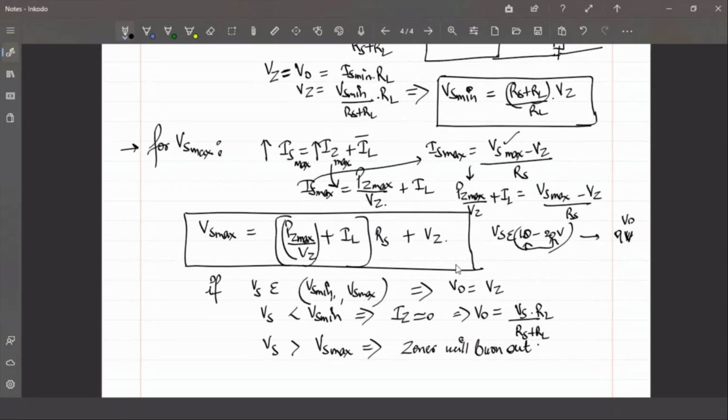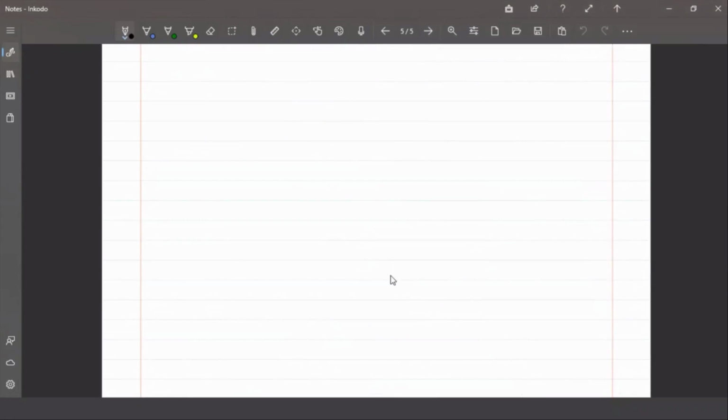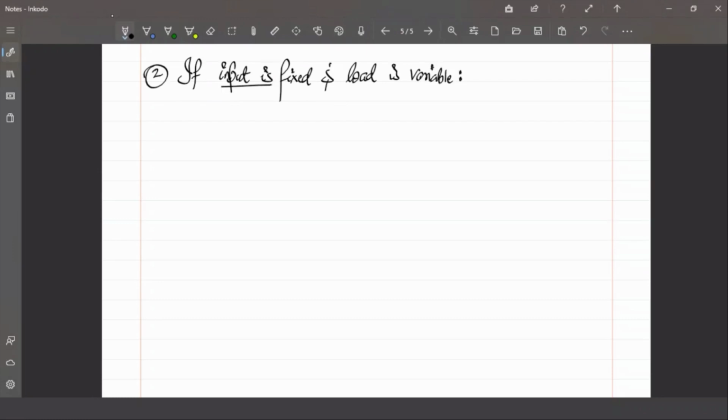Okay. Now what happens in the other case? The other possibility is that your load itself might actually vary. So that is the second case. Second case here: input is fixed and load is variable. Input is fixed and load is variable. In that particular case, what will happen? What will you do?